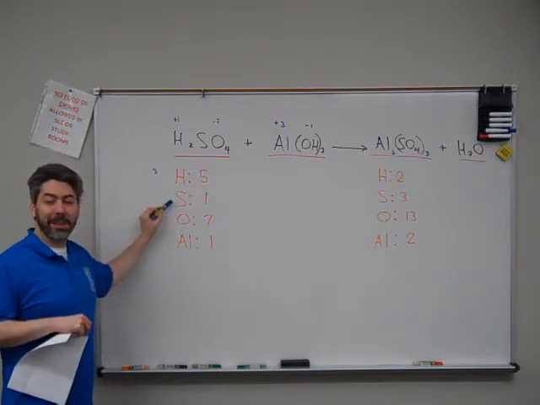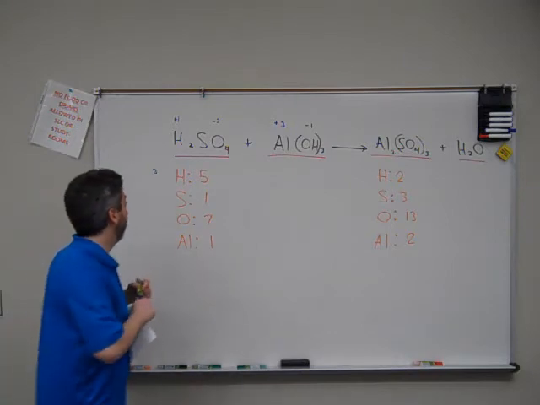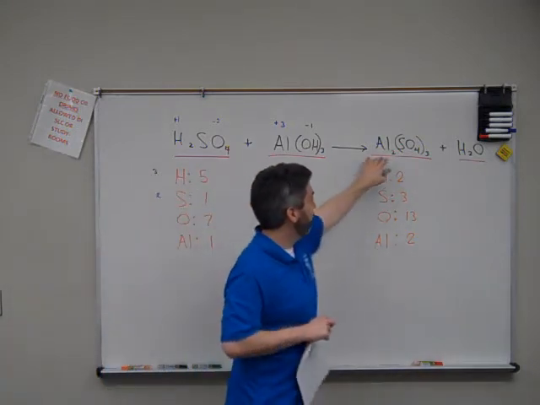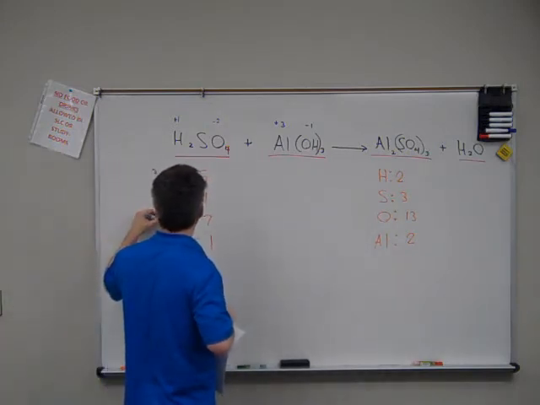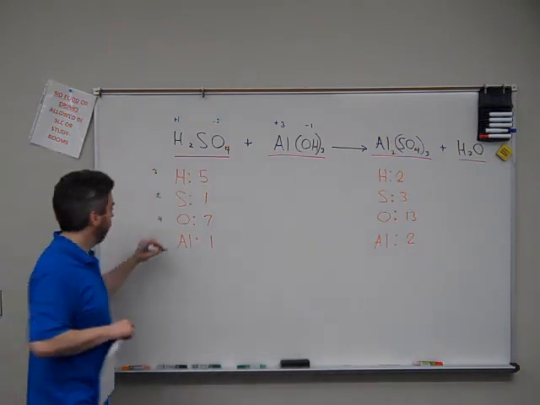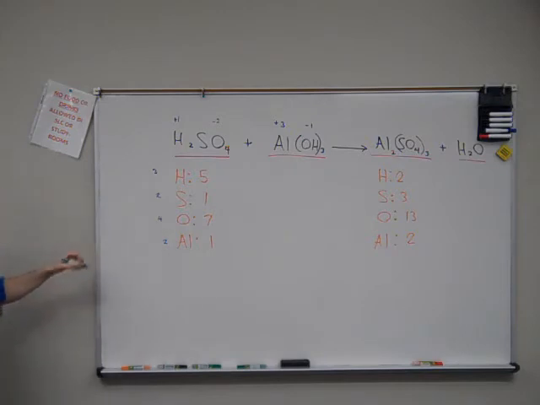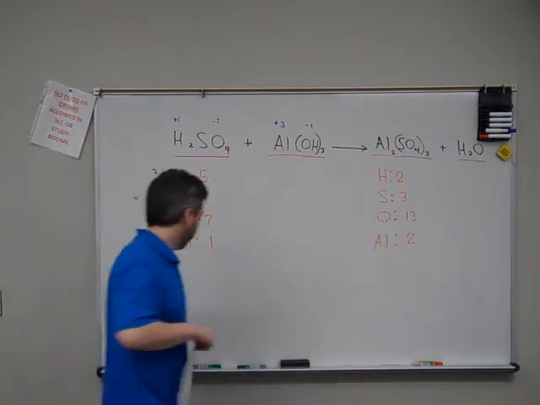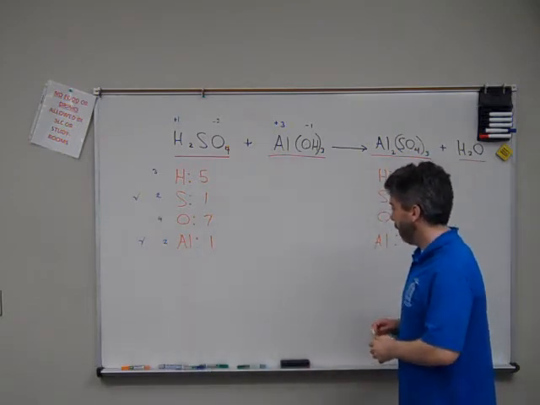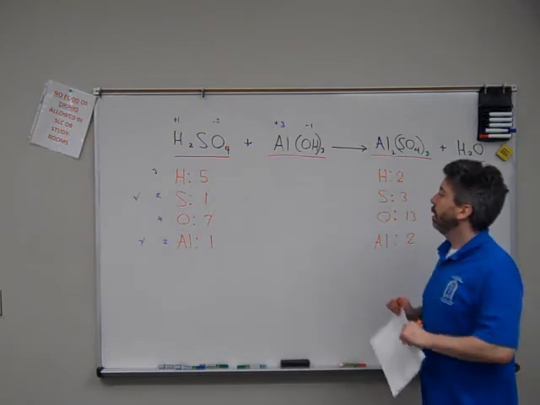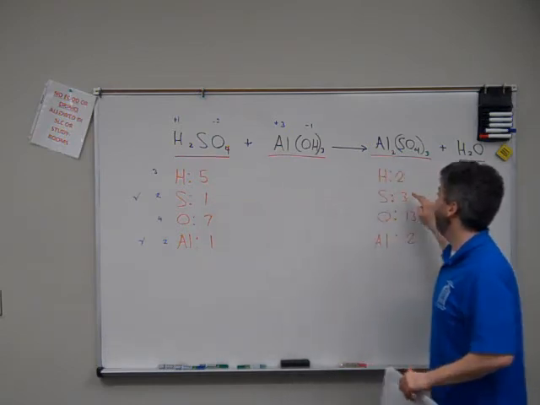How many substances does sulfur appear in? Just 2, right? This and this. How many substances does oxygen appear in? 4. All 4. And what about aluminum? 2. So it looks like aluminum and sulfur are going to be the easiest ones to balance. Then I can go to hydrogen, and then at the very end, if oxygen's not balanced, I'll look at balancing that one. So, if I'm going to balance these, I'll start with sulfur. I have 1 here and I have 3 here, so what do I have to do?